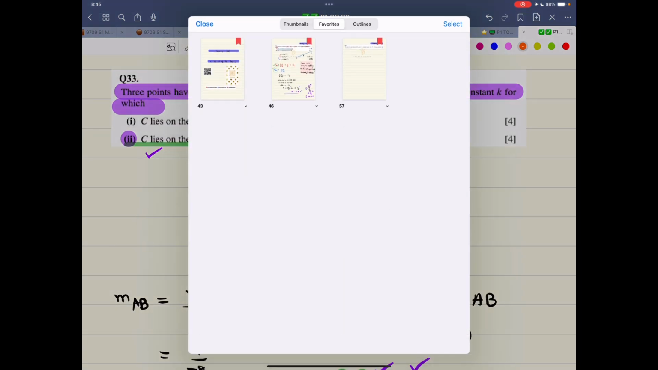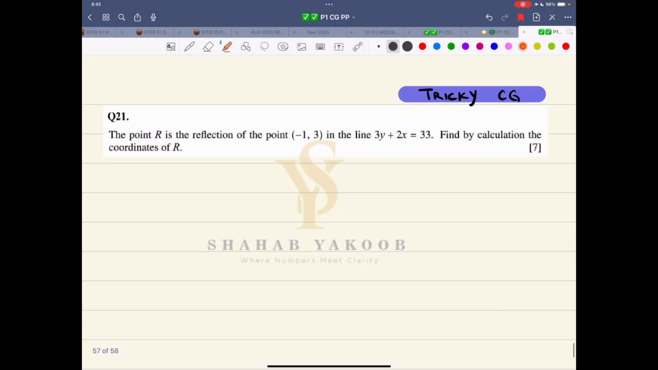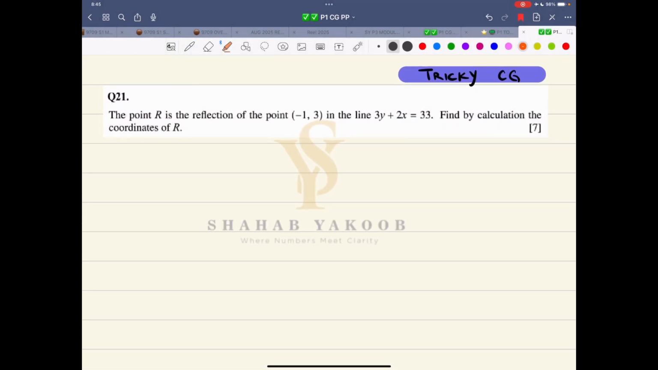So now let me go to this question. Yes, all-time favorite question. It says the point R. Let me just get the highlighter ready. The point R is a reflection of the point in this line. Find by calculation, not by drawing, the coordinates of R.